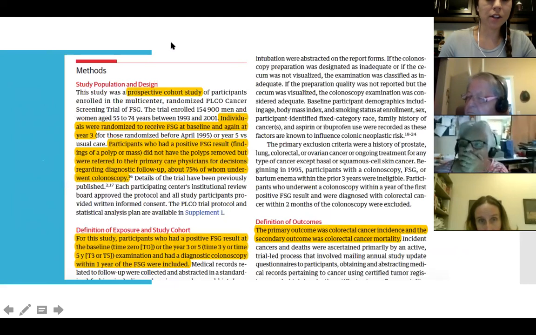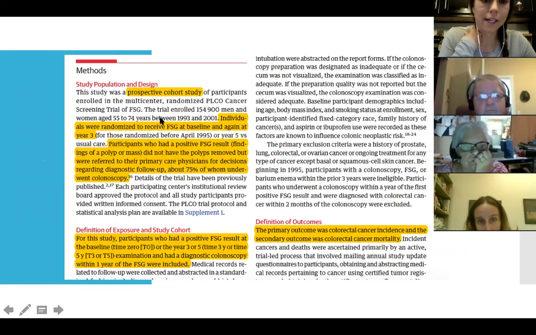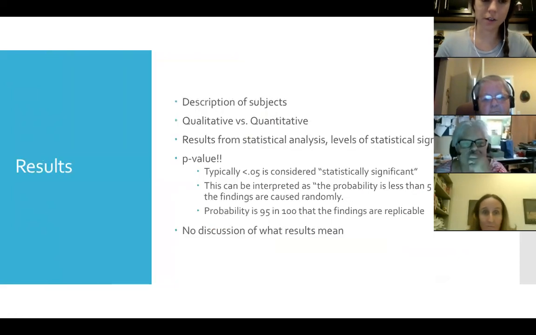So here you can see in our methods section, they describe what type of study it was. So this specific one we're looking at today was a prospective cohort study. And when we get into the discussion later, I'll talk about what this means. They describe how they randomized individuals, their participants, and then what they were looking for. But there's no discussion of results or anything yet until you get to results.